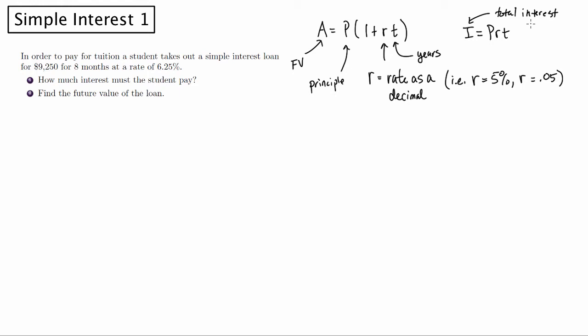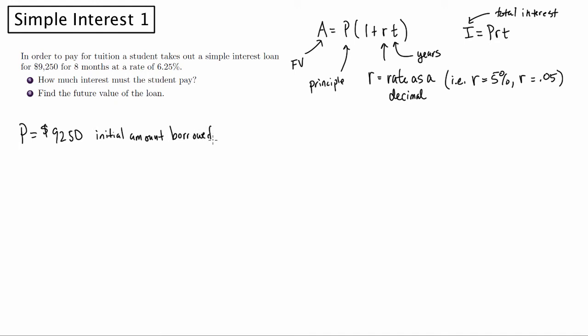Okay, let's jump into the problem. One of the things I recommend that students do when they work on finance problems is list all the important variables and figure out exactly which ones you know and don't know. So as I read through this, it says in order to pay for tuition, a student takes out a simple interest loan for $9,250. So the loan amount is the principal amount of the loan, $9,250. This is the initial amount borrowed.